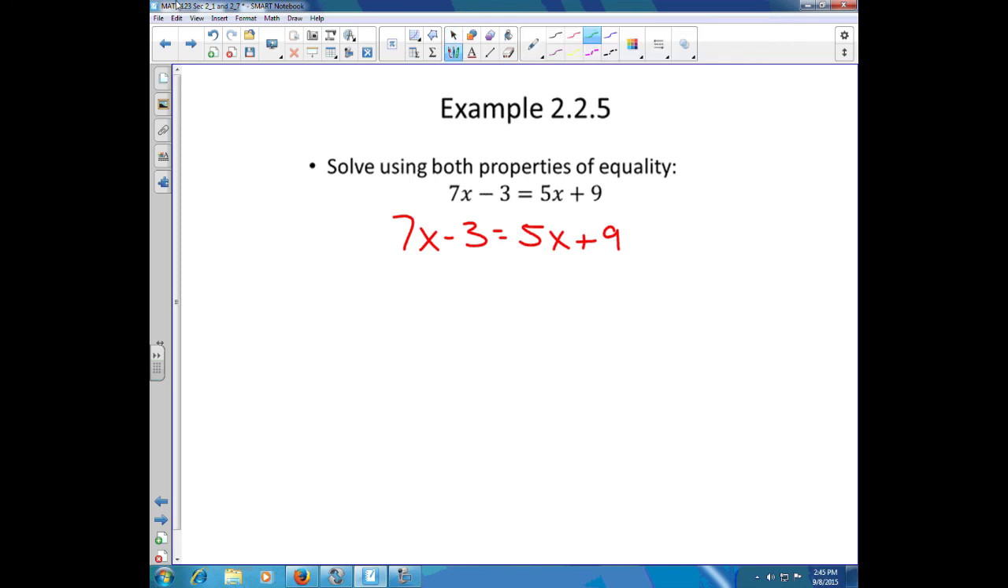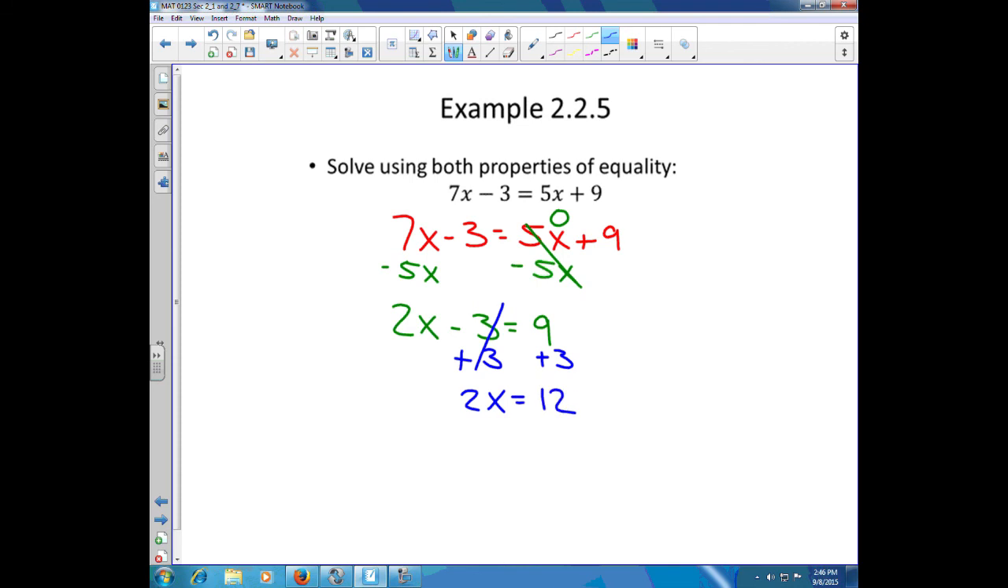So it doesn't matter which way you move, but let's just start by subtracting 5x from both sides. Now we're moving the x's to the left-hand side because 5x minus 5x is equal to 0. 7x minus 5x, well now we have 2x minus 3 is equal to 9. Now we want to get numbers on the other side, and so we'll just add 3 to both sides. And you're left with 2x equals 12.